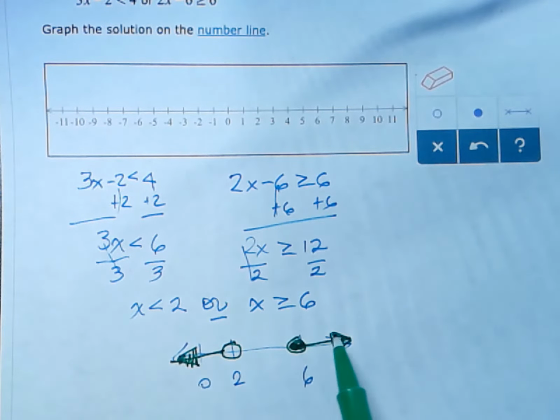Suppose my inequality said 2x minus 6 is less than negative 2 and 4x minus 3 is greater than negative 23. So now I've changed my conjunction there. I still have two complete sentences and I'll solve them. So add 6, divide by 2, and add 3, divide by 4.